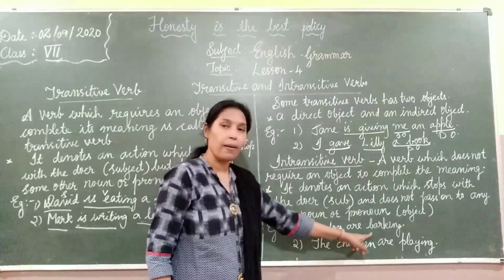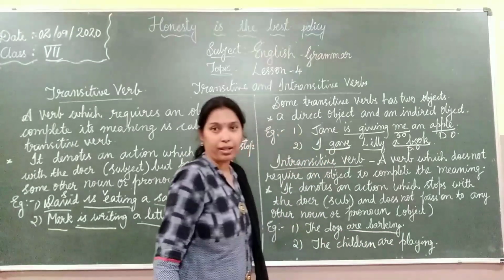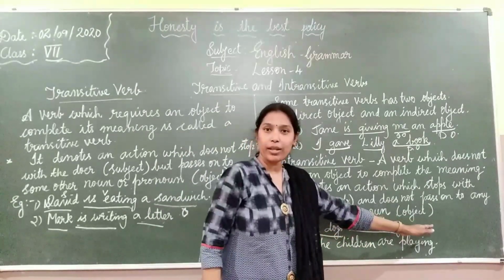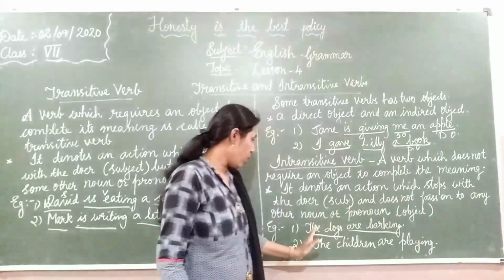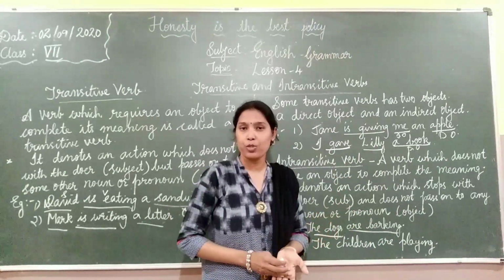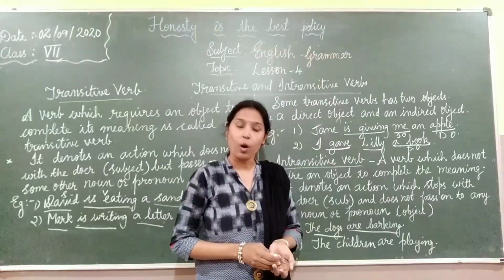See the example. The dogs are barking. What is the verb here? Are barking, right? And the subject is the dogs. Is there any object there? No, there is no object. Only the subject and verb. An intransitive verb has only subject and verb, but a transitive verb has subject, verb, and object.